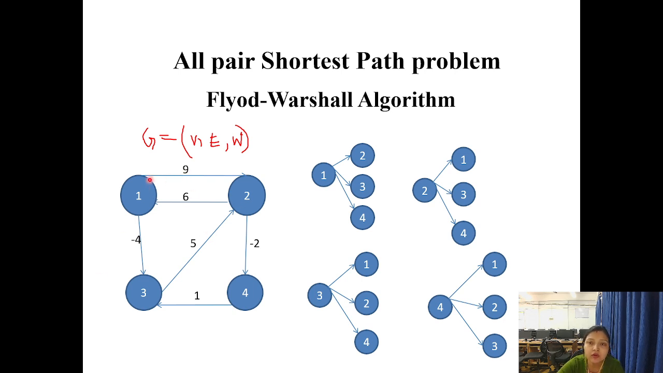So the all pair shortest path problem, using the Floyd-Warshall algorithm, finds the shortest distance between every pair of vertices. That means from 1 to 2, 1 to 3, 1 to 4. Again from 2 to 1, 2 to 3 and 2 to 4. Again 3 to 1, 3 to 2, 3 to 4, and then 4 to 1, 4 to 2, 4 to 3. That means we have to find the distance between every pair of vertices. So how can we solve it? Let's understand with the help of an example.